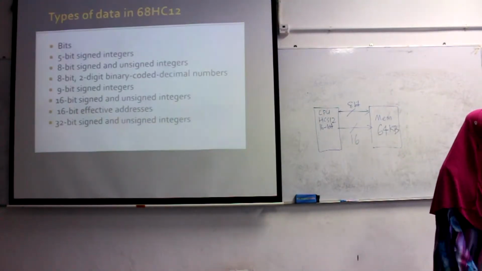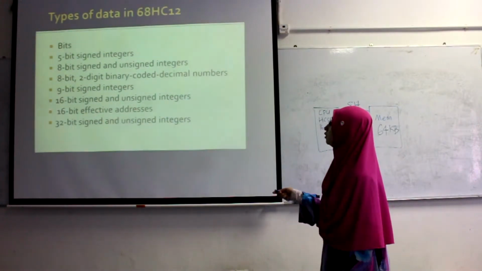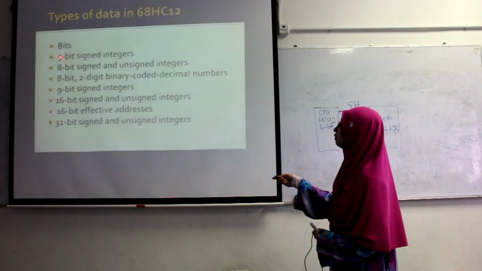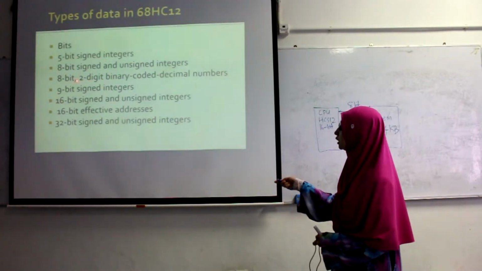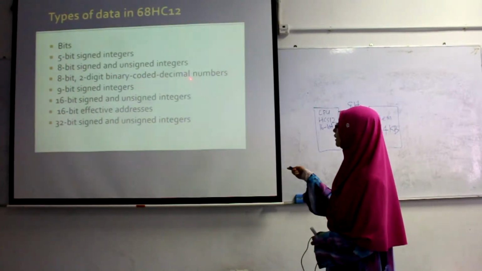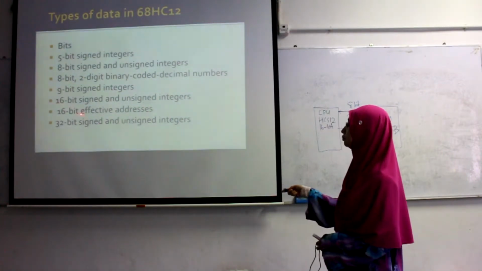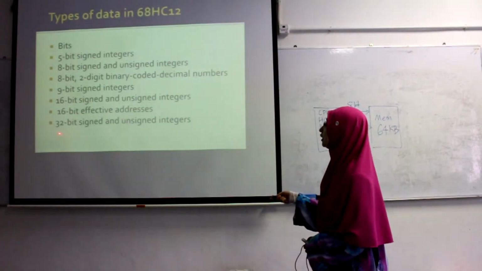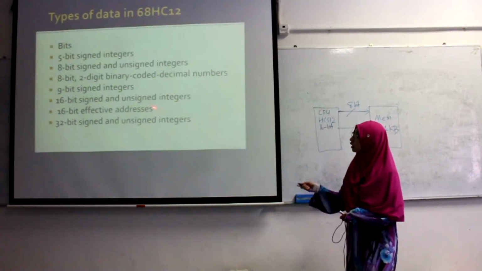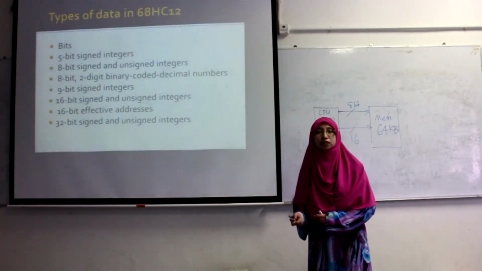Okay, this is the data inside the HCS12. We can use bits, binary numbers, or 5-bit signed integers, 8-bit signed and unsigned integers, 8-bit 2-digit BCD, 9-bit signed integers, 16-bit signed and unsigned, 16-bit effective addresses, and 32-bit signed and unsigned integers. You already saw examples of this data in chapter 1.